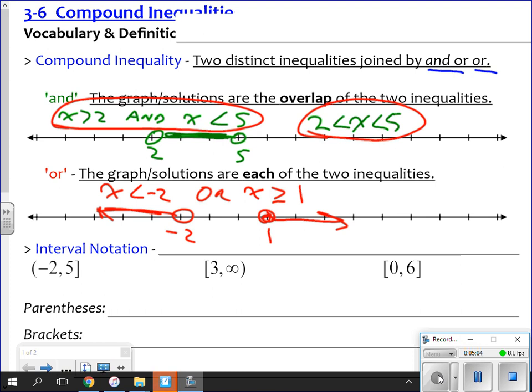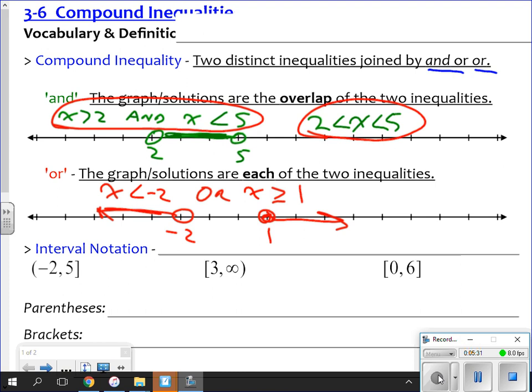When you have an and situation on your graph, it goes towards the center. It's the overlapping. When you have an or, they go outside. Okay? They don't overlap. It's one or the other. It's either less than -2 or it's larger than 1. It's not both at the same time. It's one or the other.